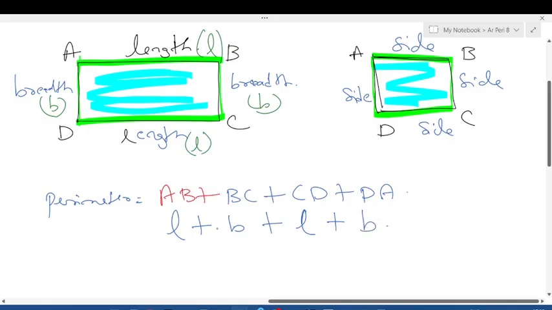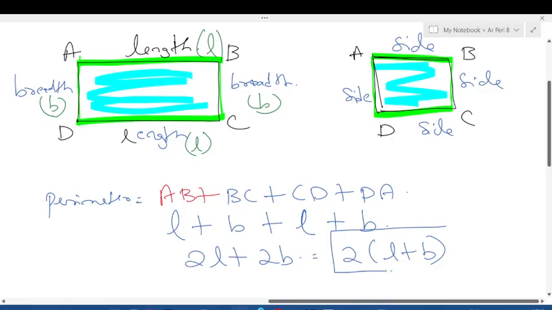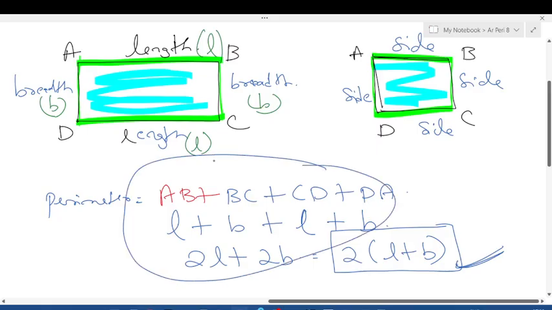How many lengths do we have here? Two lengths and two breadths, right? So when you take out 2 common, you'll have L plus B. So what's the formula for perimeter of a rectangle? 2 into L plus B. This is what teachers usually teach. They just give you the direct formula, 2 into L plus B. But this is the actual concept.